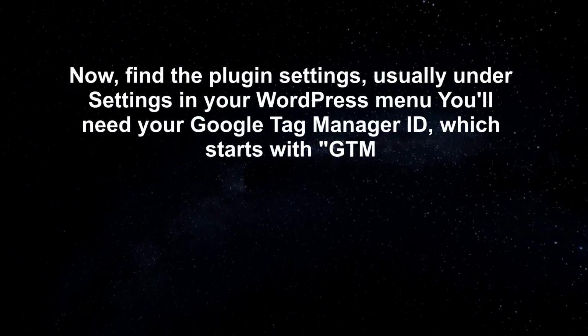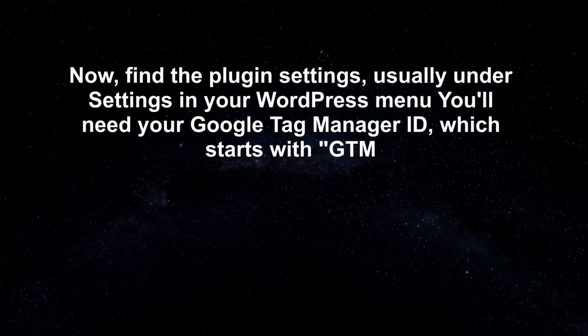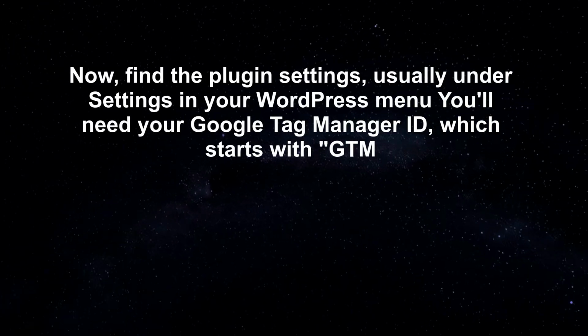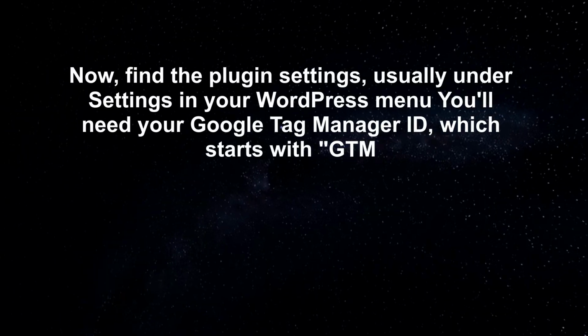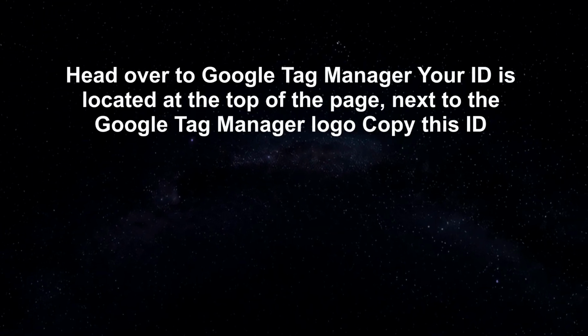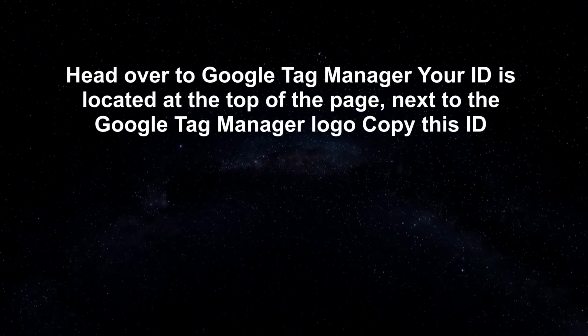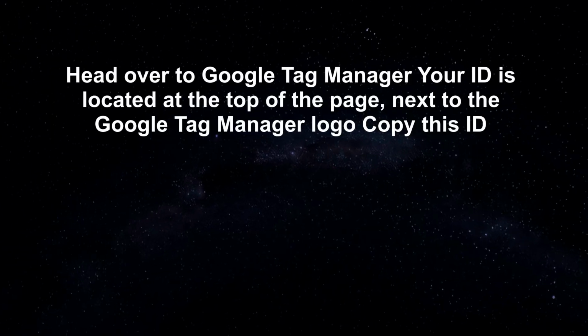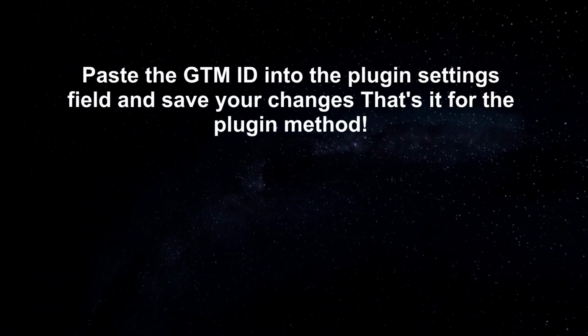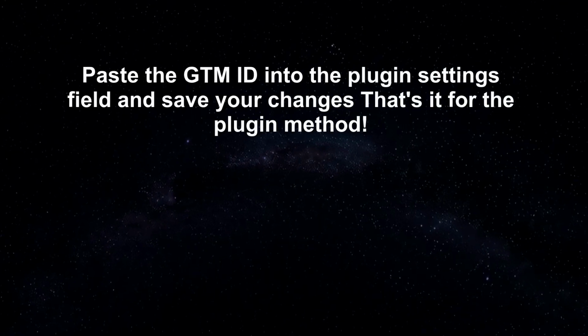Now, find the plugin settings. Usually under Settings in your WordPress menu, you'll need your Google Tag Manager ID, which starts with GTM. Head over to Google Tag Manager. Your ID is located at the top of the page, next to the Google Tag Manager logo. Copy this ID. Paste the GTM ID into the plugin settings field and save your changes.